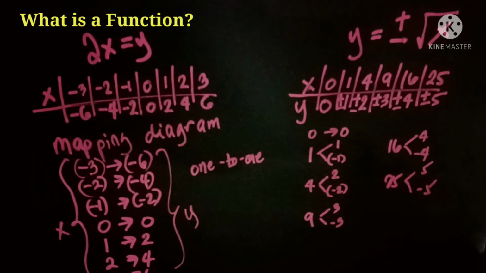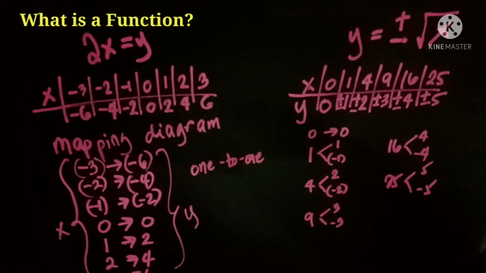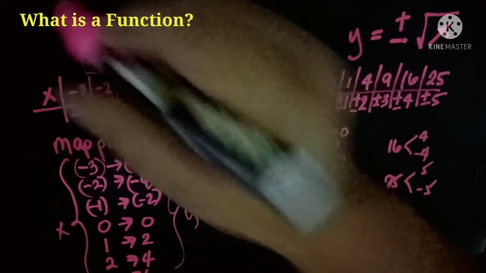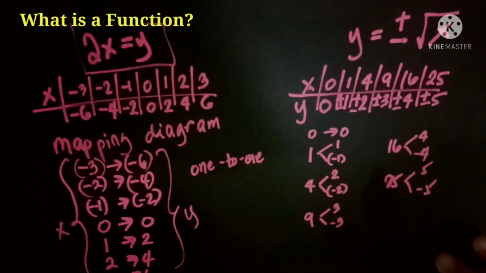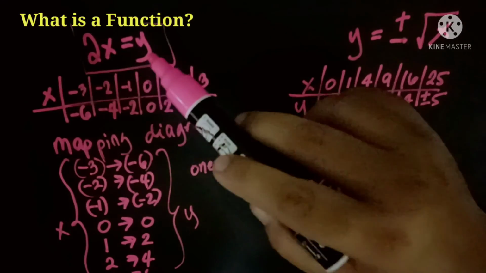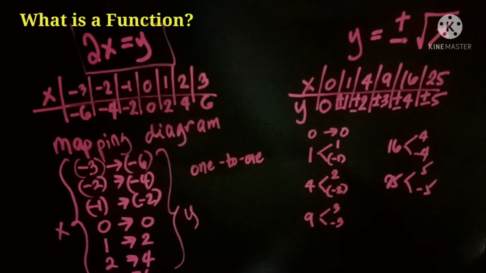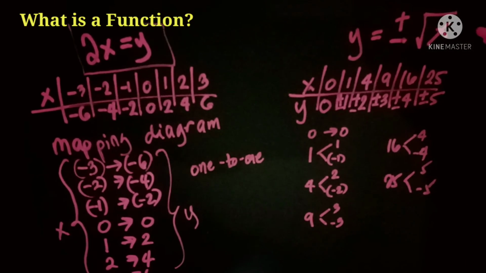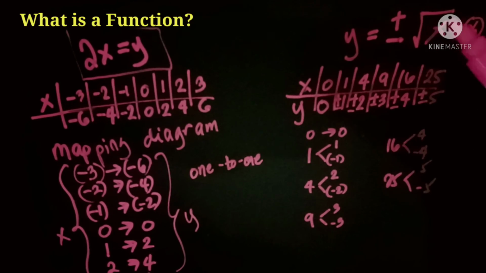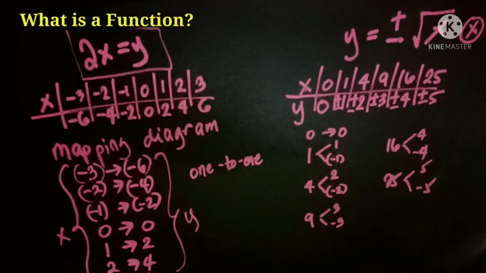Going back to our question, which of the two equations is a function? If you answered 2x equals y, if this is your function, then you're correct. On the other hand, y equals positive negative square root of x is not a function. Do you know why?